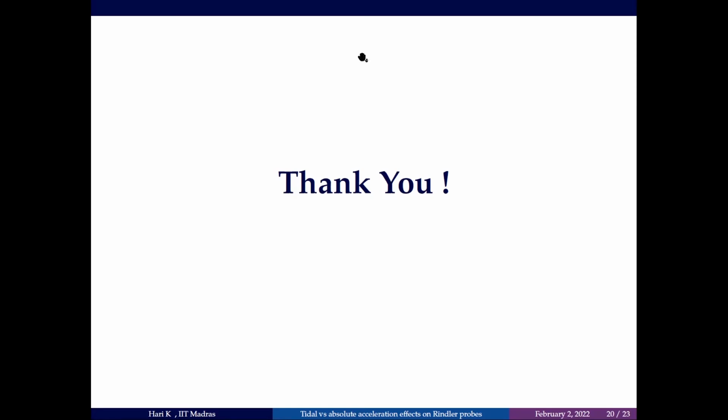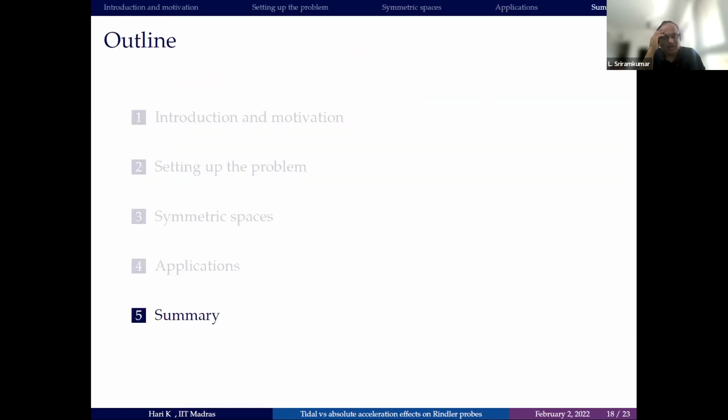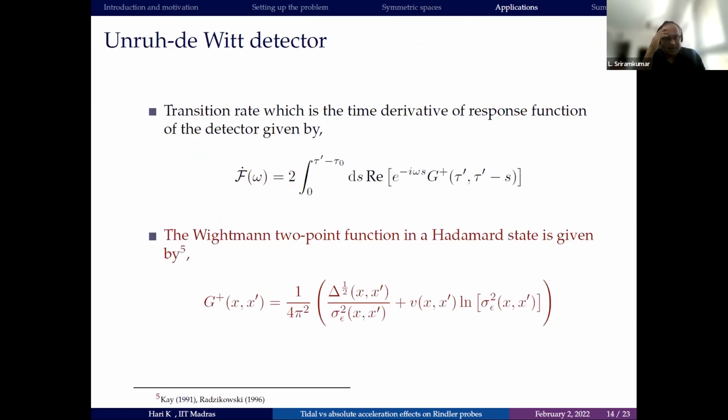Please go ahead. Hari, you mentioned in one of your slides that you're taking only one part of the Green's function to calculate the detector response and interpret. Yes. Yeah, the next one, right? Now, my concern is that you are focusing on trajectories where there is time translational invariance. There is a Killing vector, correct? Yes. Okay, in which case, why is there an upper limit to this integral? Typically, it is integrated over all time, right?